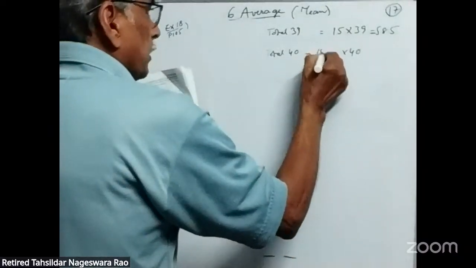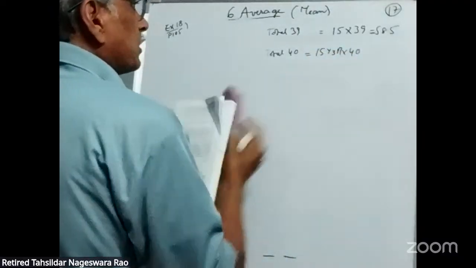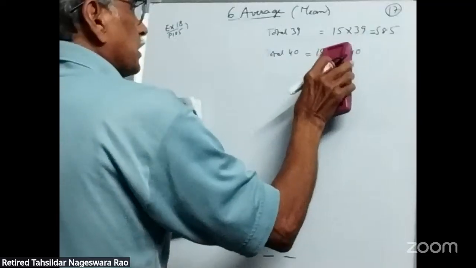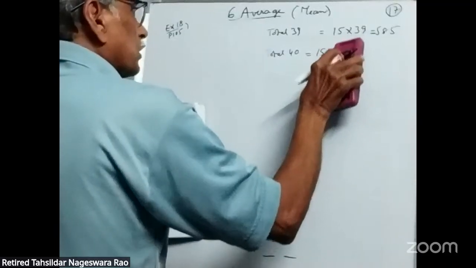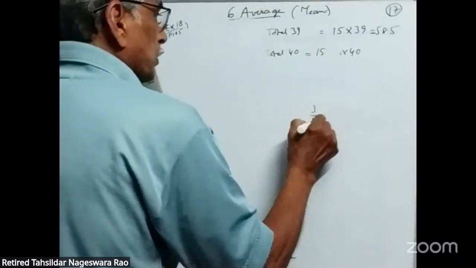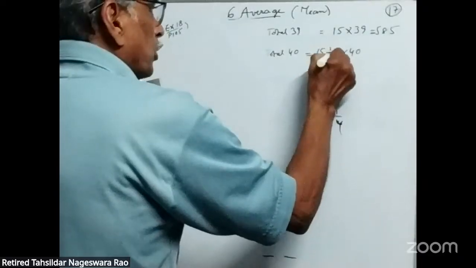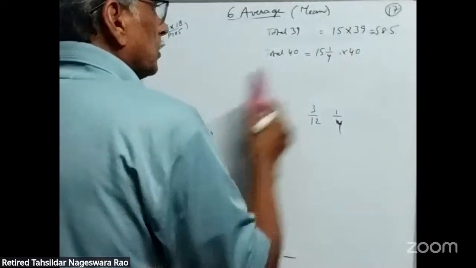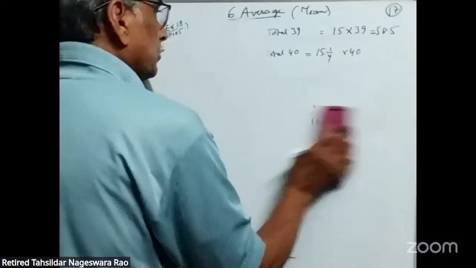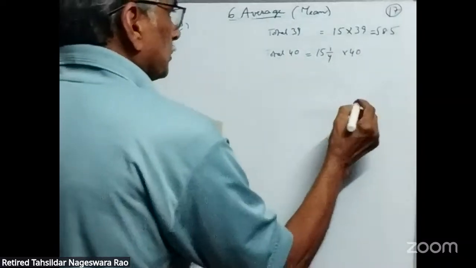15 years 3 months. 3 months, if we write it as 3/12, that is 1/4, it will be easier without wasting any further time. 15 years 3 months means 15 1/4 years. 15 1/4 years into 40. That will be the average including teacher.